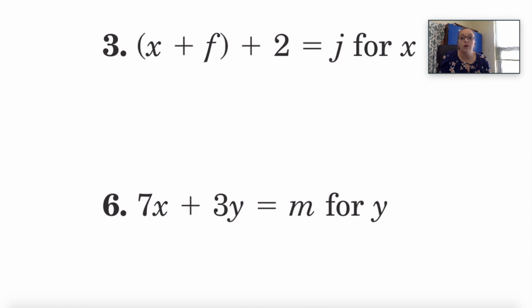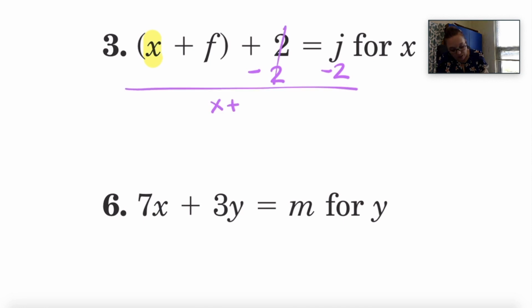This time we are again solving for x, so I'm going to highlight that x so I know I'm trying to get it alone. Now, x is in parentheses this time, so I'm going to leave it there. Outside of the parentheses, I have that 2, so I'm going to subtract 2 on both sides of my equation. So this is gone. That x plus f is all that's left on the left side of the equation, so you can drop your parentheses. On the right, I'm just going to have j minus 2.